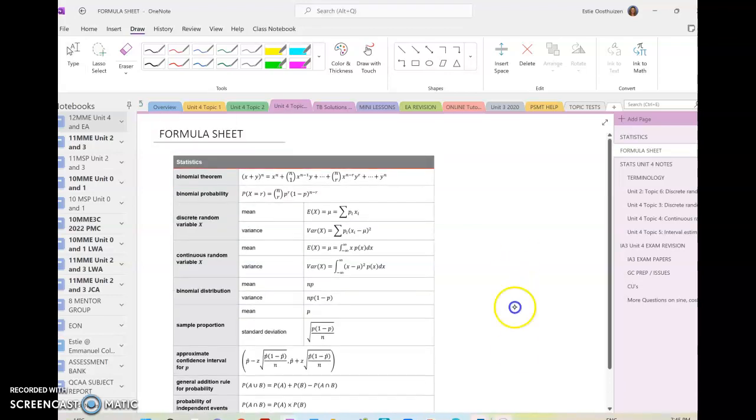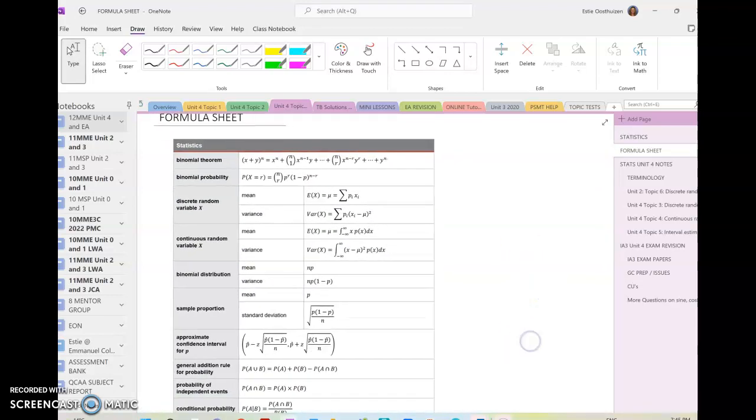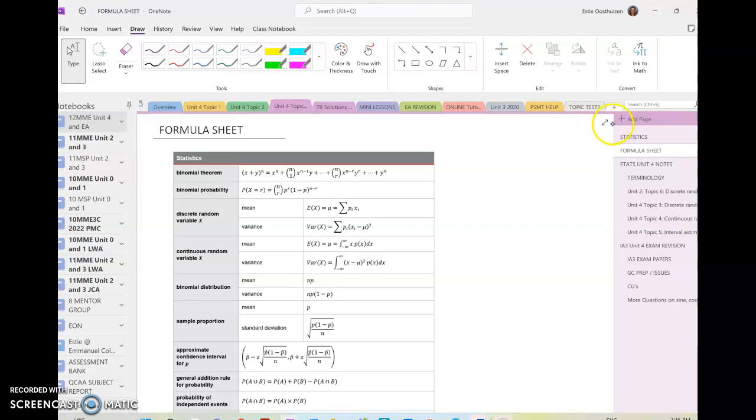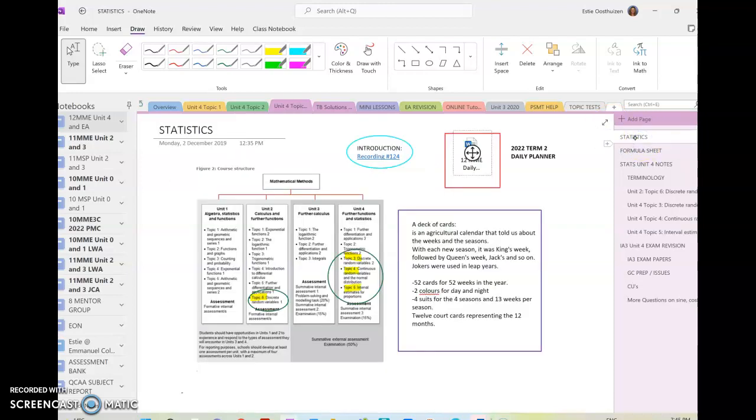So year 12, today we are looking at the very last topic, which is Unit 4, Topic 5. Over here, we've looked at Topic 3, Discrete Random Variables, Topic 4, Continuous Random Variables, and then Normal Distribution, and then Topic 5, Interval Estimates for Proportion. So our last topic that we are looking at.